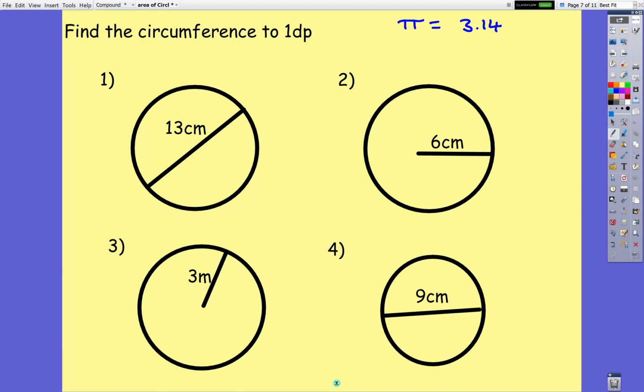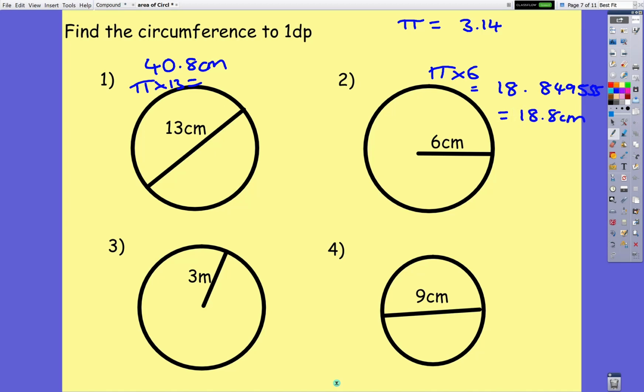Right, hopefully you're back with us. My answer for the first one was 40.8 centimetres. It was pi times 13, which gave me 40.8407045. Next one, we've got pi times 6, which equals 18.849, and a lot of 5s, and so on, and that gives me 18.8 centimetres.